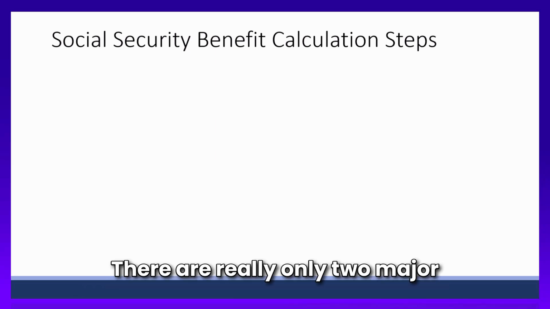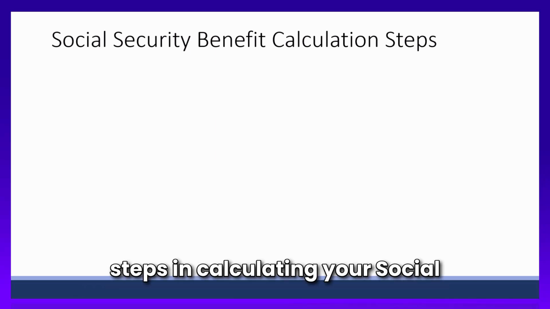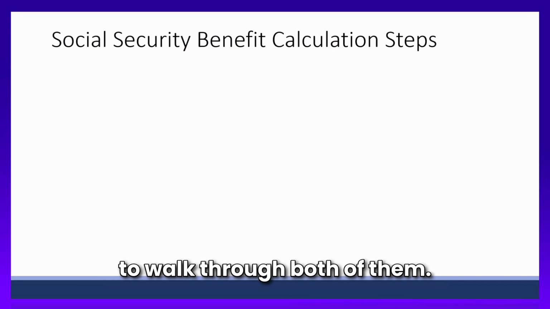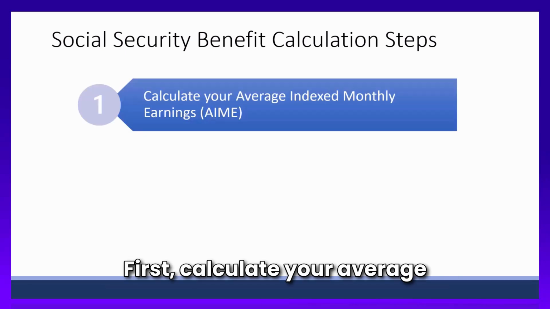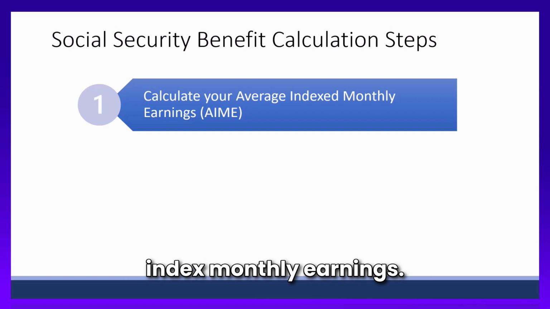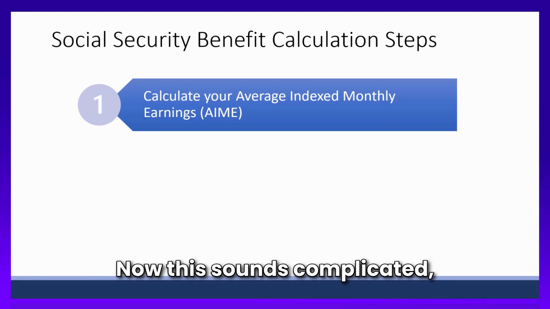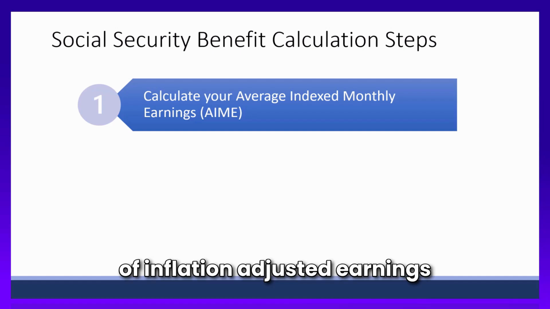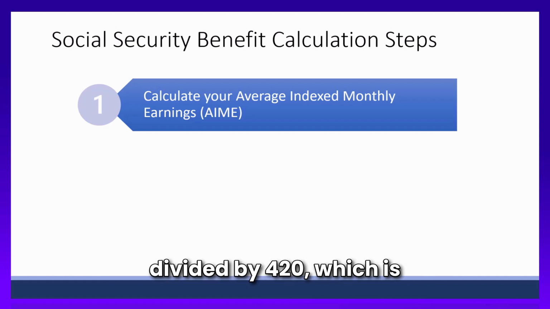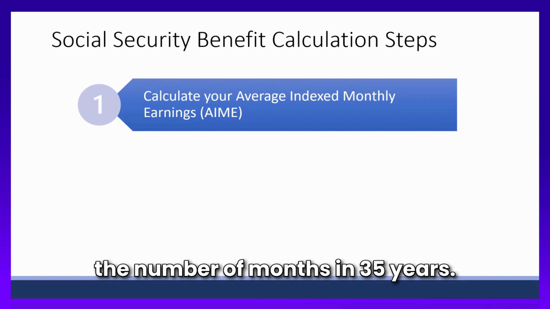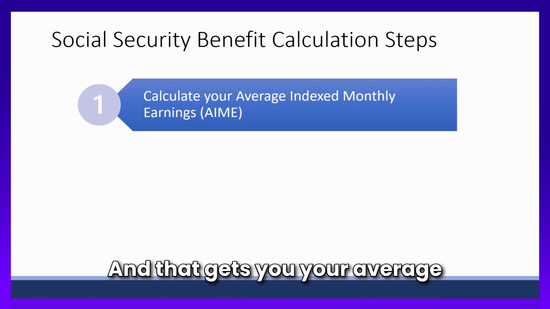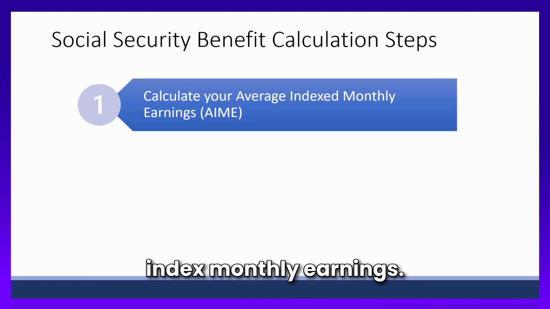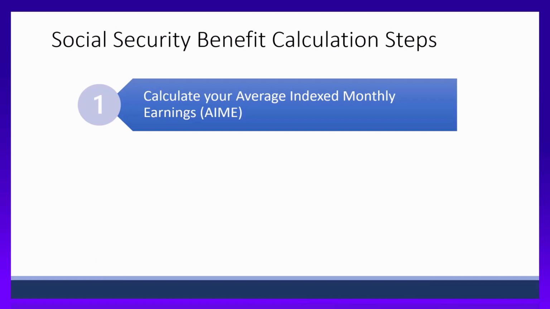There are really only two major steps in calculating your Social Security benefits, and we're going to walk through both of them. First, calculate your average index monthly earnings. Now, this sounds complicated, but it's really not. This is just your highest 35 years of inflation-adjusted earnings divided by 420, which is the number of months in 35 years, and that gets you your average index monthly earnings. Don't worry, we're going to walk through an example.